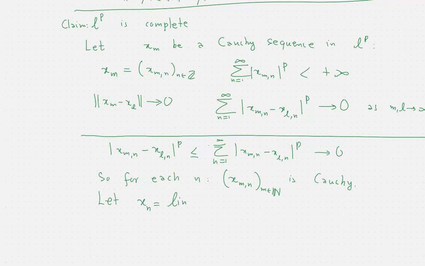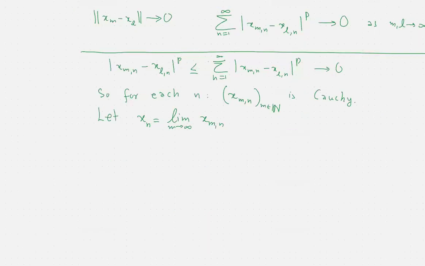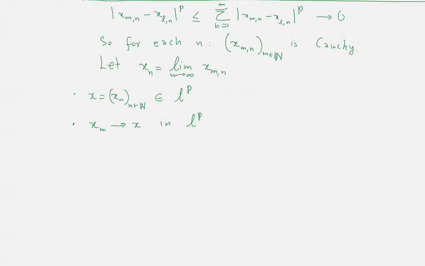Okay, so now the argument is, what we need to do is show two things. We have to show that x, equal to x_n for n in N, belongs to l^p. And secondly, we have to show that x_m tends to x in l^p. Okay, so we have to show both things. And pretty much both things are done simultaneously. So we fix an epsilon greater than 0.